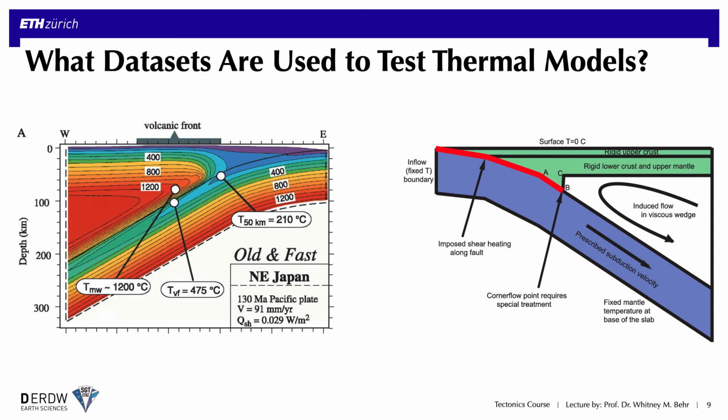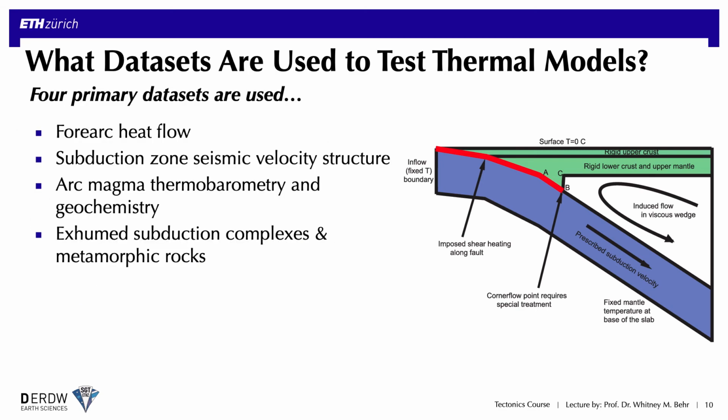So everything I just showed you was based on modeling. And you may wonder, how do we even know whether or not these models are correct? It's important that we consider some of the ways in which we test these thermal models, in other words. And there are several attempts to do this within different disciplines, which include measuring heat flow and comparing it to predicted heat flow from the thermal models. Some attempts to compare subduction zone seismic velocity structure to the modeled PT conditions. We can use arc magma thermobarometry and geochemical characteristics, and we can look at rocks exhumed from subduction environments.